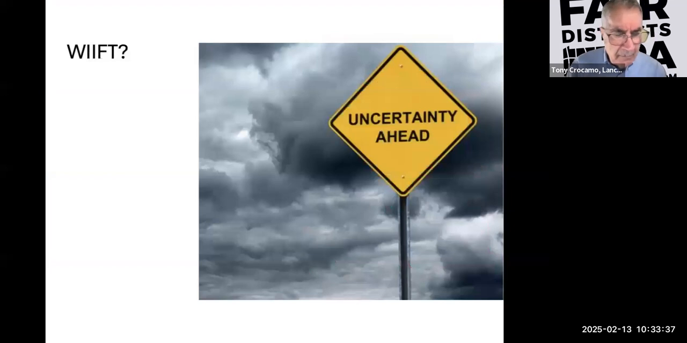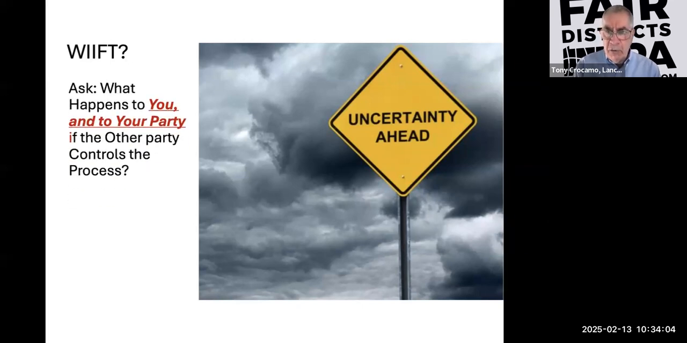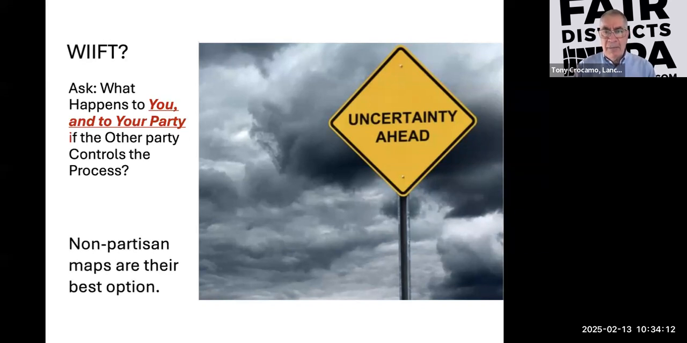And when you're advocating, one of the things that isn't terribly effective is advocating from your own point of view. I want this because this is important to me, blah, blah, blah. You should do this because this is what I like. What is more effective is what's in it for them. Why should they do this? How will this benefit the legislator? So ask them, what happens to you? What happens to your party if the other party controls the process? Aren't nonpartisan maps in their best interest?